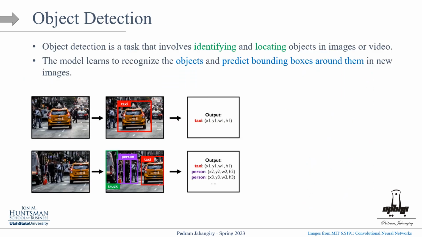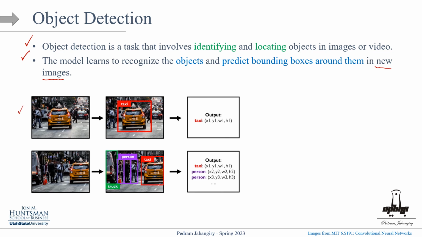As I said, object detection is a task that involves identifying and locating the objects in the image. And remember, the model learns to recognize the objects and predict bounding boxes around the objects in new images. I hope you're starting to realize that this is not an easy task. So let's look into why.